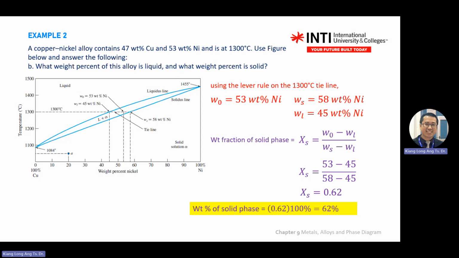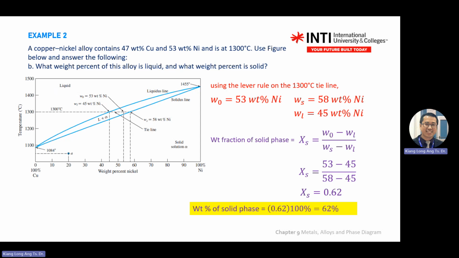You take 100 minus solid phase, you get liquid phase. Or if you're hardworking, you can do the same thing for the percentage of liquid: take the total length and then the ratio of the liquid side, this one divided by this total length, then multiply by 100. Read carefully. Sometimes the question asks you to give a fraction, sometimes it asks for percent. Just be careful on this one.